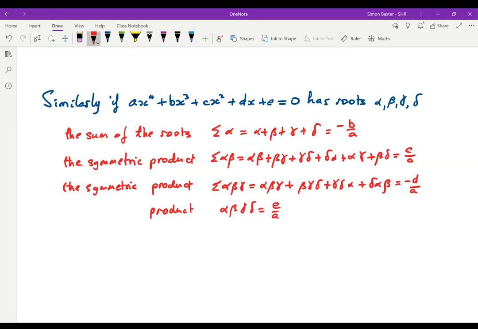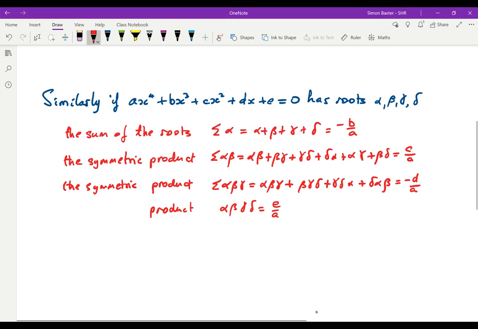Similarly, my favorite word in mathematics, saves an enormous amount of work. Similarly, if we have a fourth degree equation, ax to the 4 plus bx cubed plus cx squared plus dx plus e equals 0, and if that has roots alpha, beta, gamma, and delta, we can show in exactly the same way that the sum of the roots, alpha plus beta plus gamma plus delta, is minus b over a. The symmetric product taking 2 at a time is c over a. The symmetric product taking 3 at a time is minus d over a. And the product, alpha beta gamma delta, is e over a.